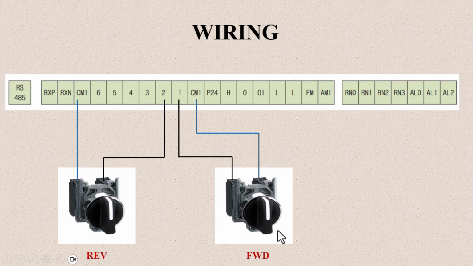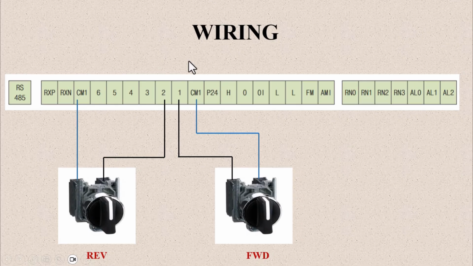We used 2 on-off switches. The first on-off switch, for the forward command, we connected its common terminal to CM1, which is the inverter's common terminal, and the other side we connected to digital input 1 for the forward command. For the on-off switch for the reverse mode, we did the same thing. One side is connected to the digital input common terminal, and the other side is connected to digital input number 2 for the reverse command. So that's the wiring we need to do on the E1 inverter.